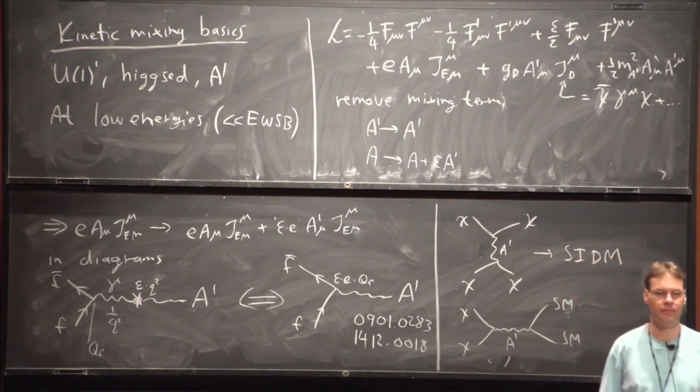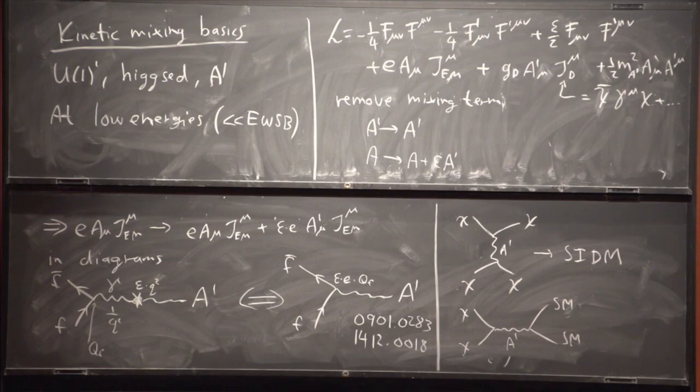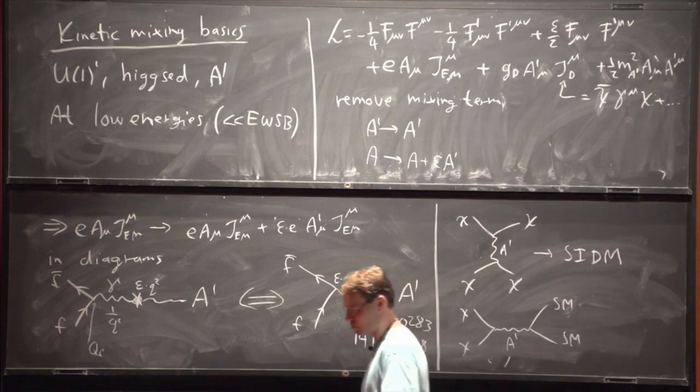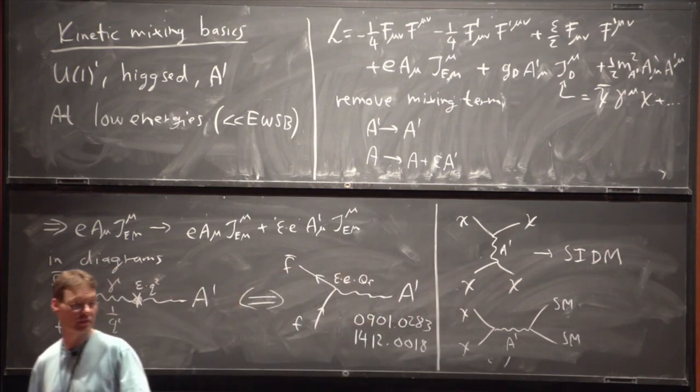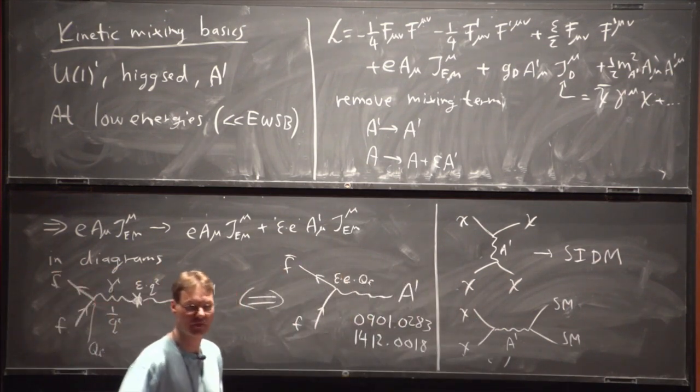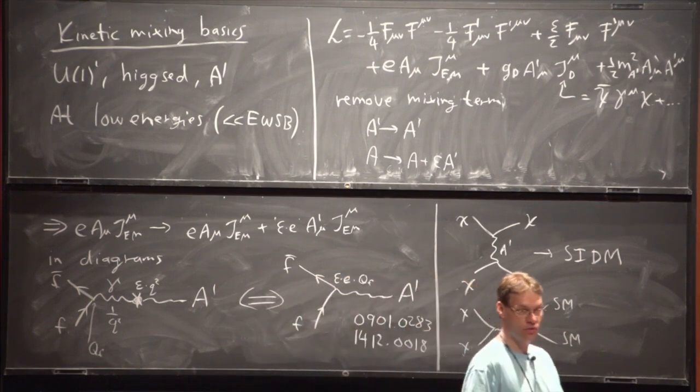Okay. Yeah? So you were saying that the original mixing is with hypercharge, but we are only introducing one dark field, right? We're not saying that we have a dark photon and a dark Z. That's right. One field, that's right. Is there a good motivation theoretically to say there's just one? I don't think there's good motivation. It's the simplest. It has to be a U(1), right?